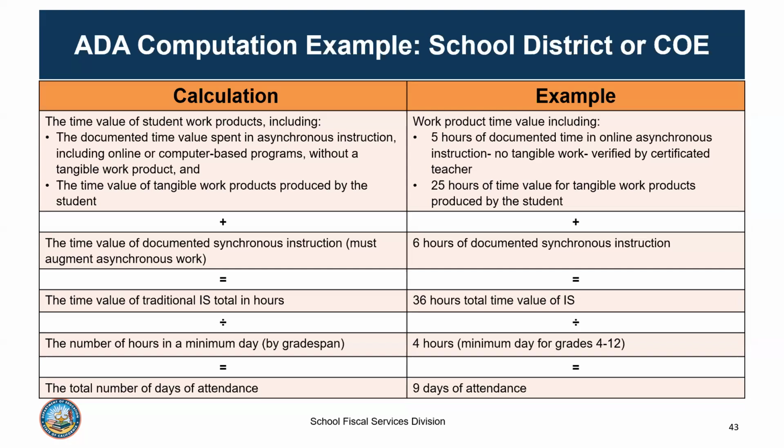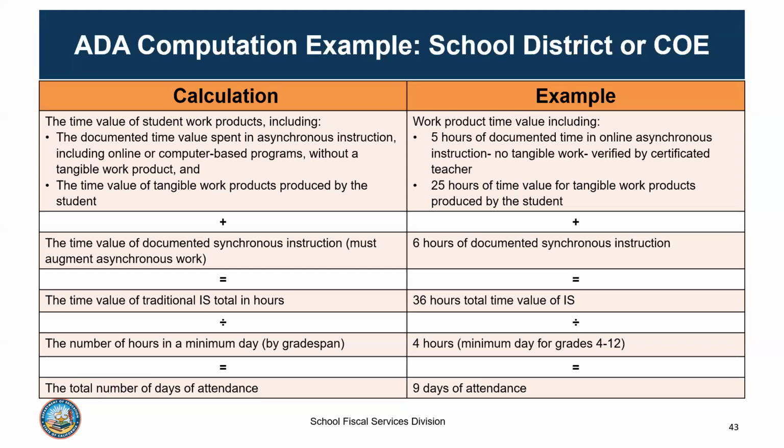Next, we add the time value of documented synchronous instruction. Once again, we emphasize that this time value must augment the asynchronous work. These two sums are then added together to get the time value of traditional independent study total in hours. Finally, we divide this total time by the number of hours in a minimum day, which varies by grade span. The result is the total number of days of attendance for the student.